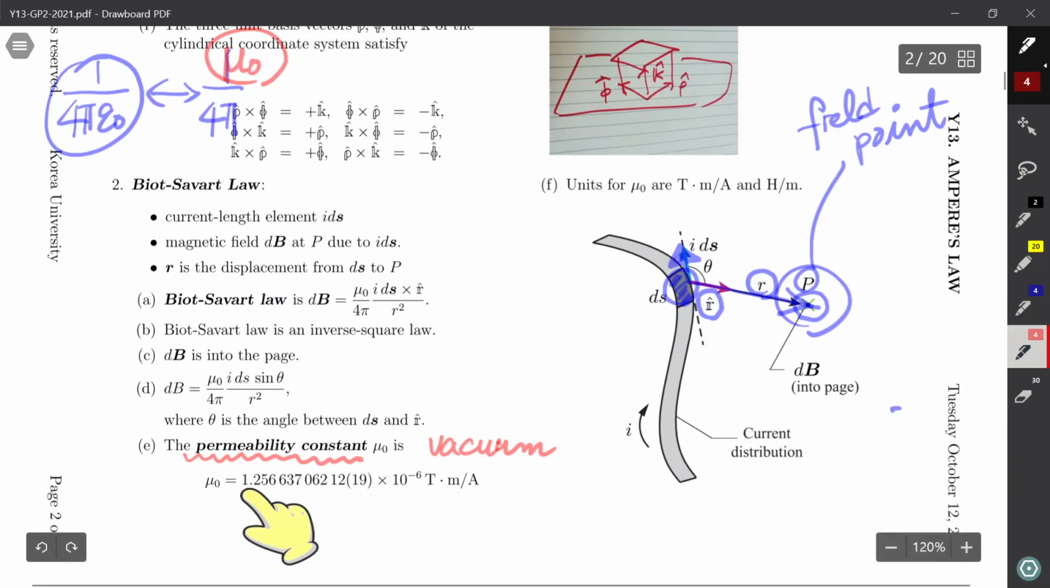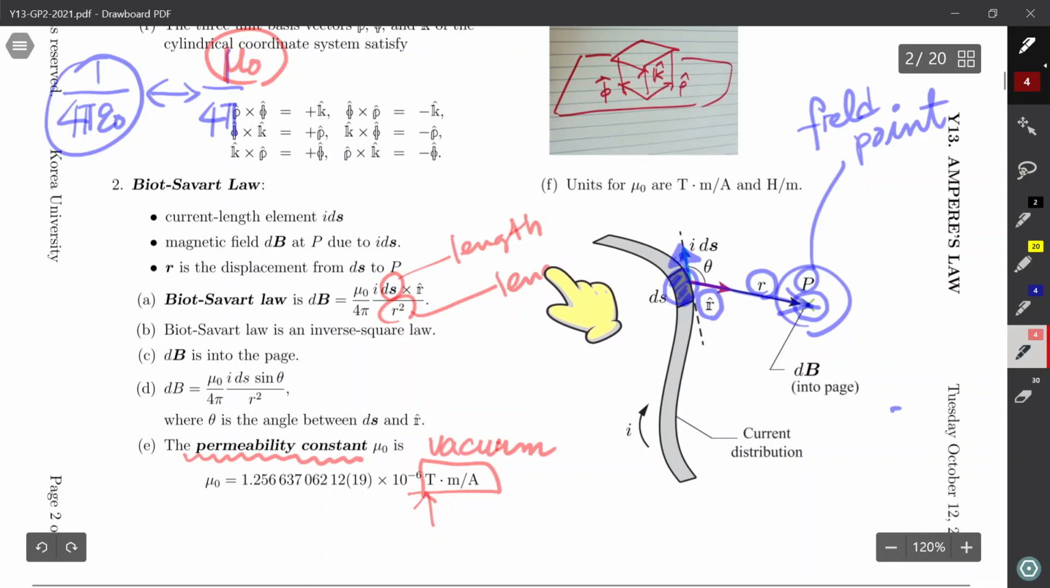The dimension of the permeability constant, the SI unit, is this. This is Tesla for the magnetic field, meter per ampere. We have length squared, and this magnetic field that has the unit Tesla.